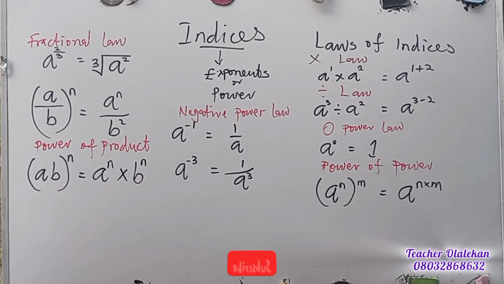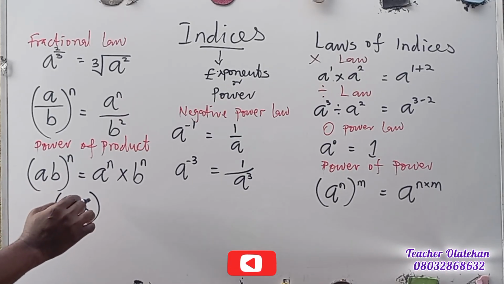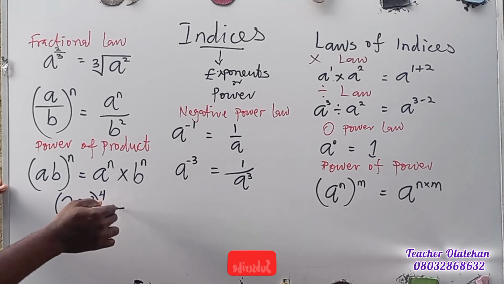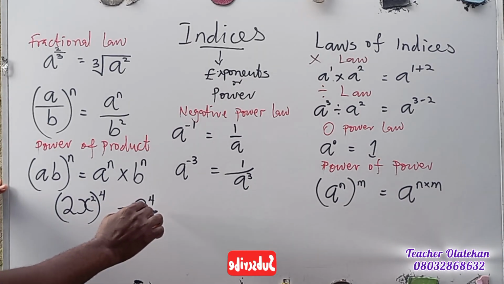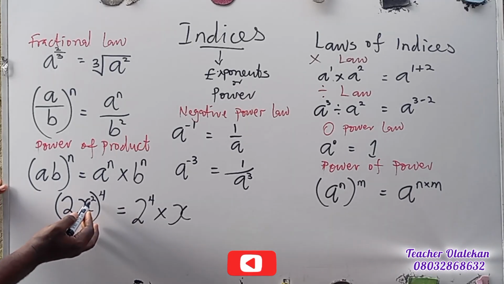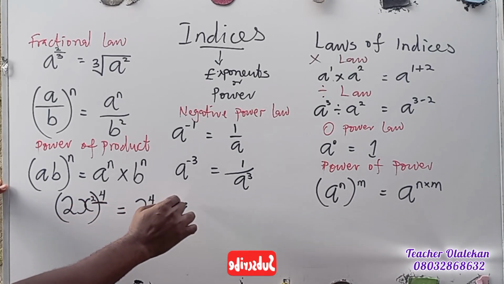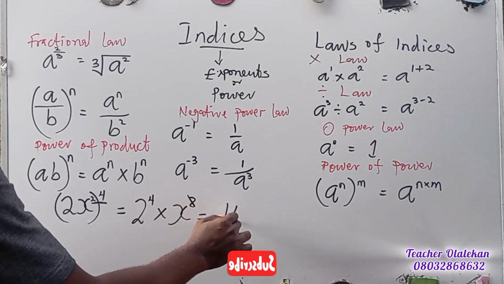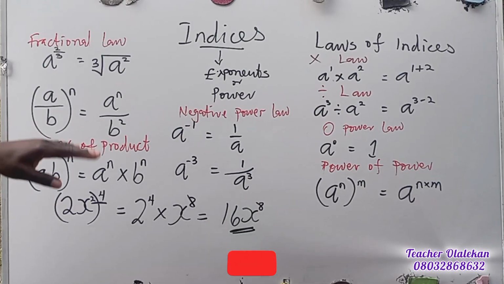So you should know that in case you have something like 2x squared raised to power 4, this simply means that our 2 is raised to power of 4, which will be multiplied by our x squared raised to power of 4. We have to use the power of power law here, so that is going to be 8. In this case, you're going to have 16x raised to power 8 as the final result. So this is the power of product rule.